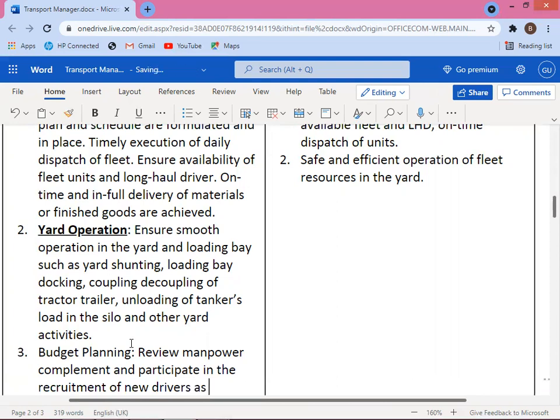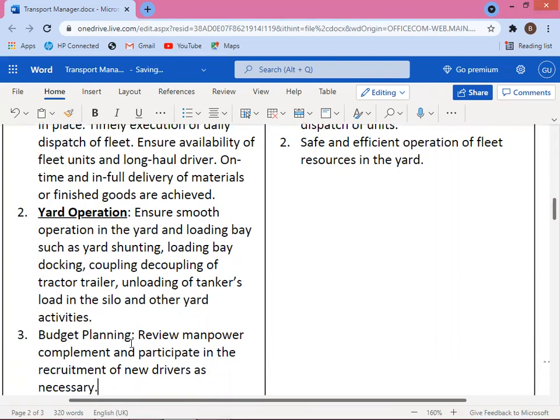But this is as necessary, especially if you have a high turnover of drivers. Sometimes drivers only stay for 1 year or only 6 months, then they resign and look for another job. Sometimes it happens that you have a high turnover of drivers. Then now you can formulate. You have already planned, you have done the man planning. Then you formulate the annual budget now.